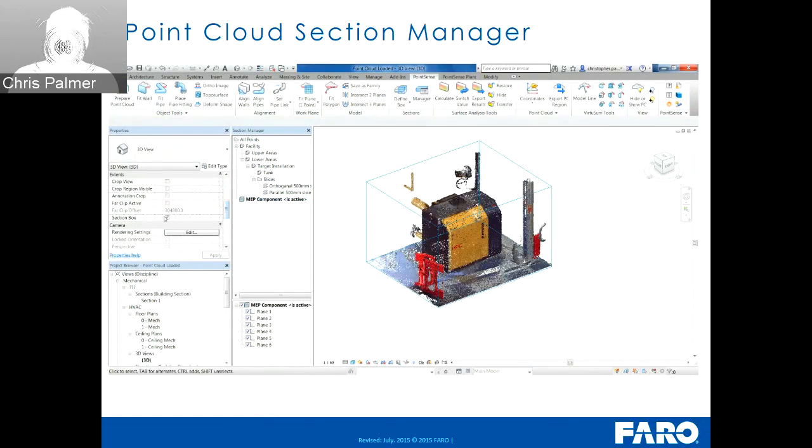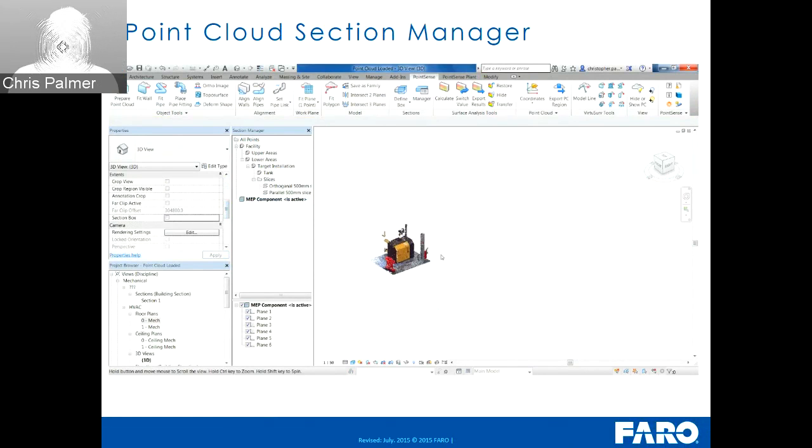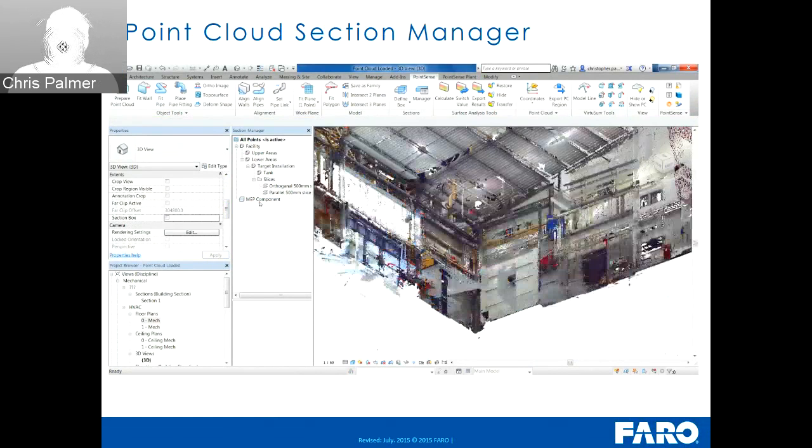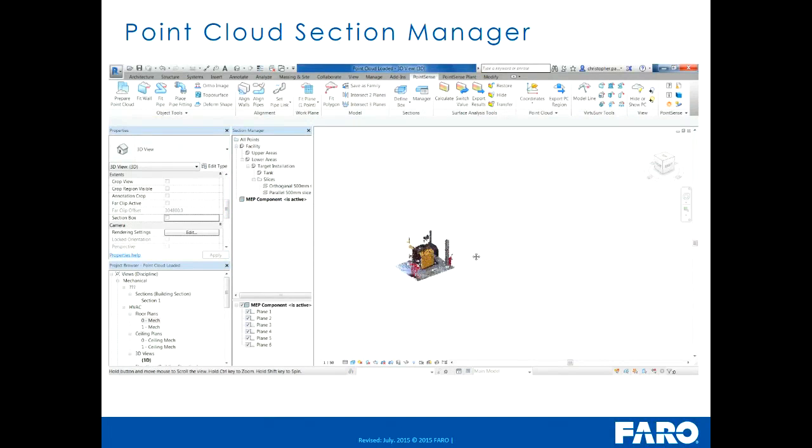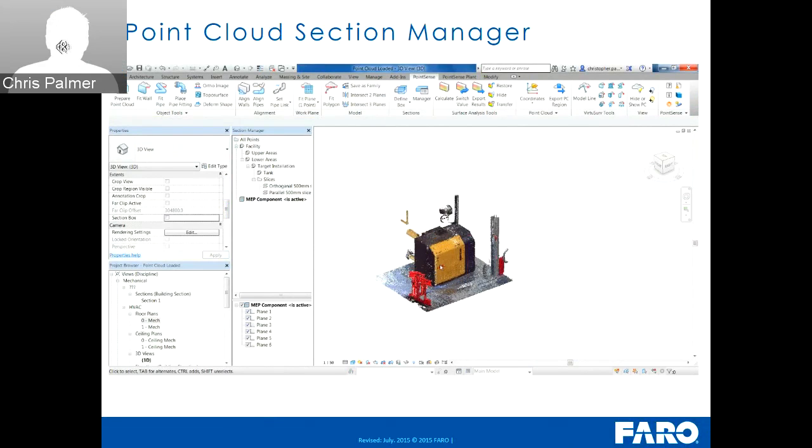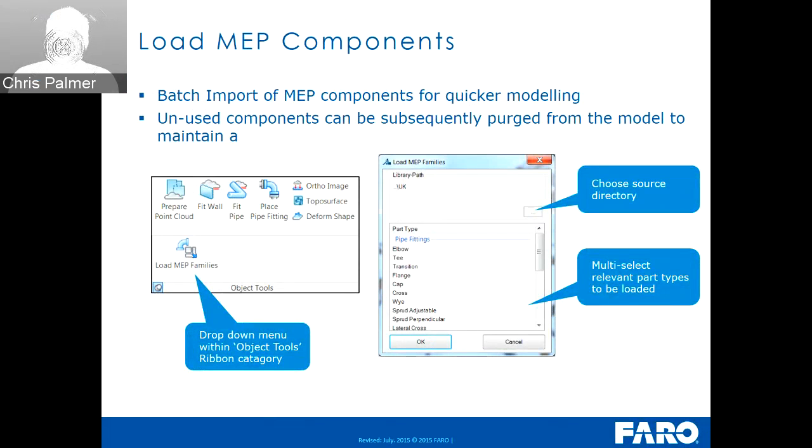But as I turn off that section box now, you'll see, because that section is active within the section manager, we can still get back to that specific component. There we go. Load that back in. There we are. Okay, brilliant. So that's a section manager. Hopefully you've seen something there that might come in useful. So next we'll move on to one of the new features, which is the load MEP components. Now this is kind of a precursor to doing any of the modeling.